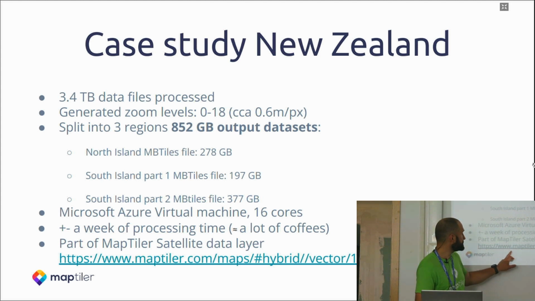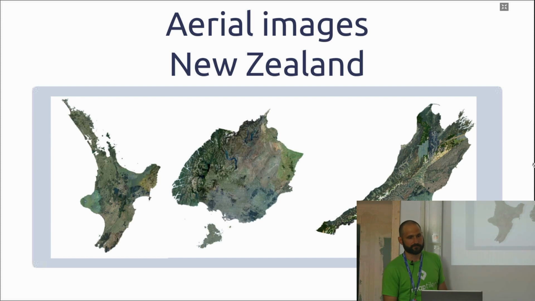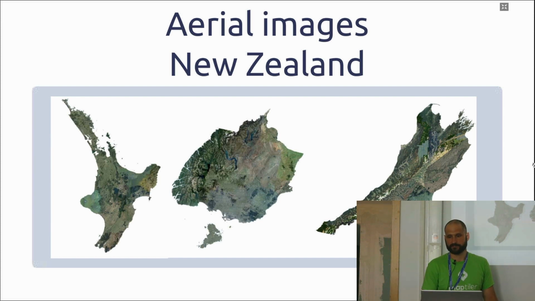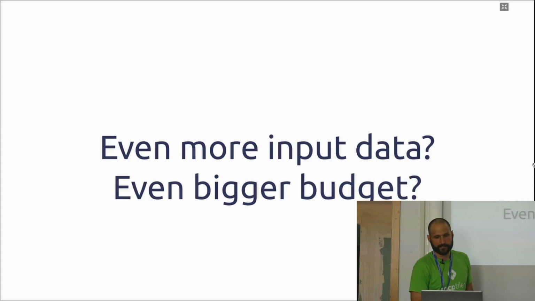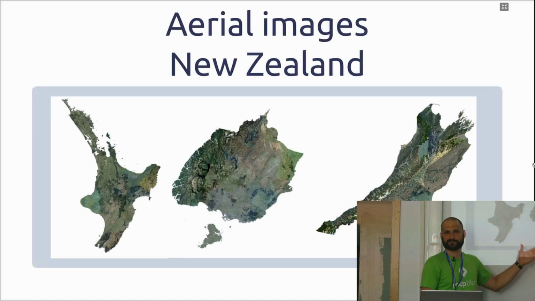You can see the result on our maptiler.com/maps. If you zoom in and switch to satellite, you will see the output. This is an overview of the 3 regions I had to split the islands into for further data manipulation. And if you want to process even more data, this is an example of a real use case scenario, processing big piles of data, right?